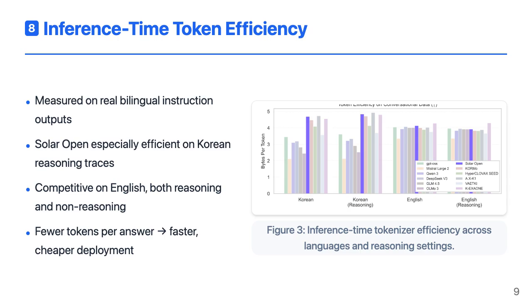The team doesn't just look at tokenization on raw web text. They also measure efficiency on actual model-style outputs, bilingual instruction following responses, with and without explicit reasoning. On these conversational traces, Solar Open's tokenizer is particularly efficient for Korean, including when the model produces long chains of thought. It also remains competitive on English. Fewer bytes per token and fewer tokens per answer translate directly into faster and cheaper inference in real-world deployments.